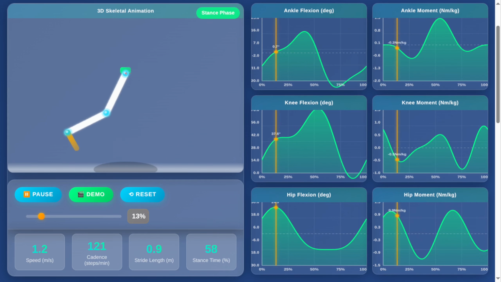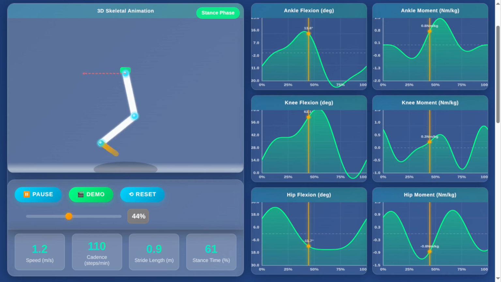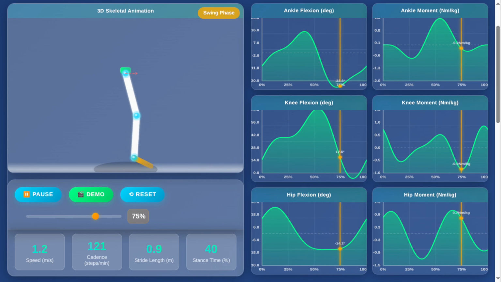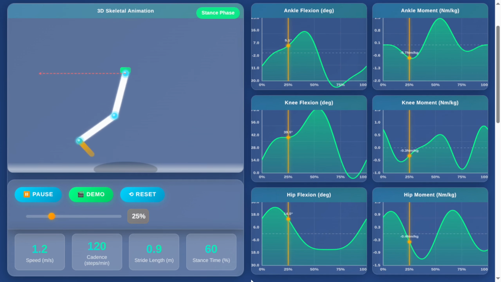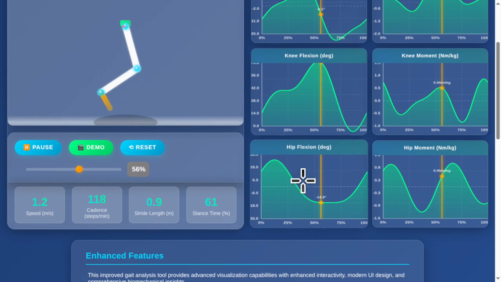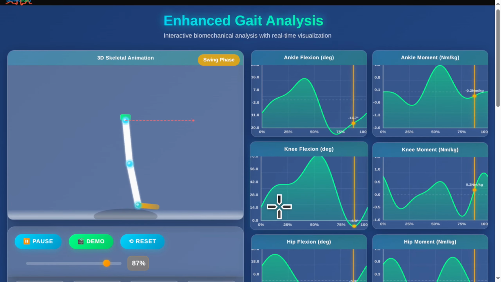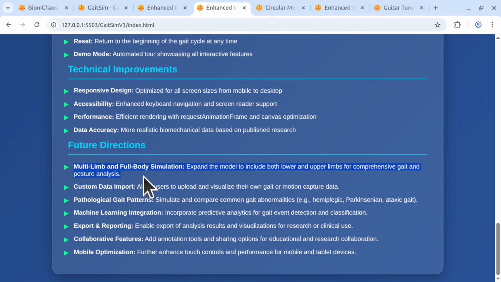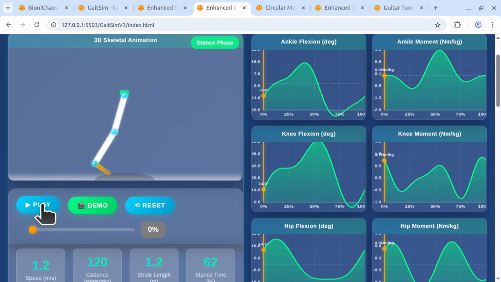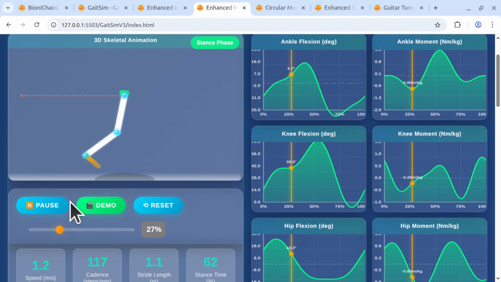Okay, if any questions come up about this, we can update the code, the simulation, the visuals, and also the text at the bottom of the page. Yeah, we can do multi-limb, obviously full body, but we need to take one step at a time, pun intended.